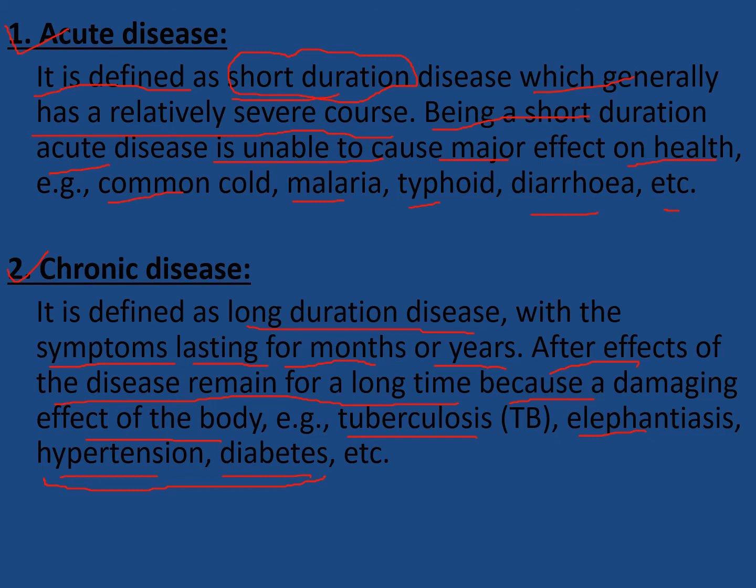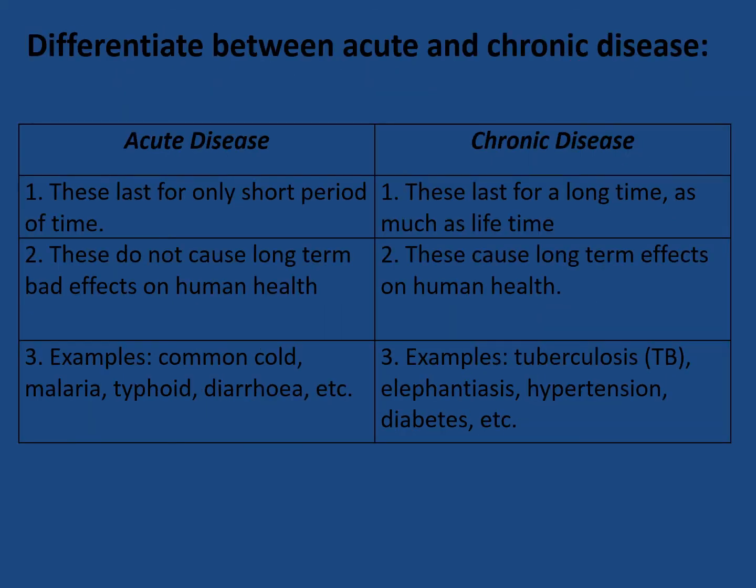Okay, done. Yes. Next is the difference between acute and chronic disease. The acute disease, now look here, lasts for a very short period of time. Opposite of this, the chronic disease lasts for a long time, as much as a lifetime. Next, acute disease does not cause a long-term effect, that is, it is only short term, right? That is why it is not very harmful to our health.